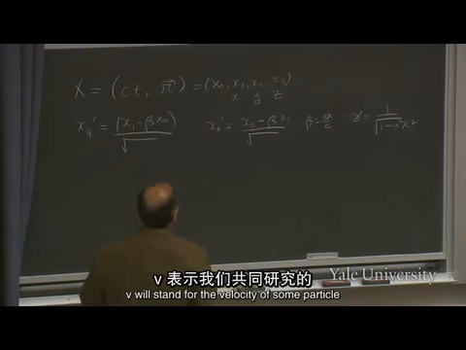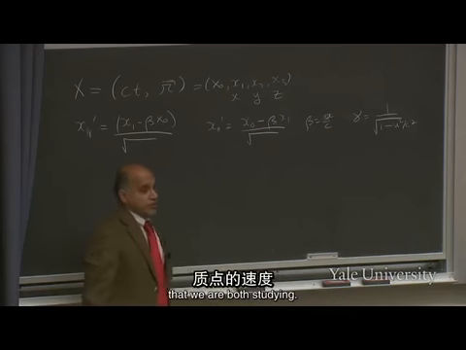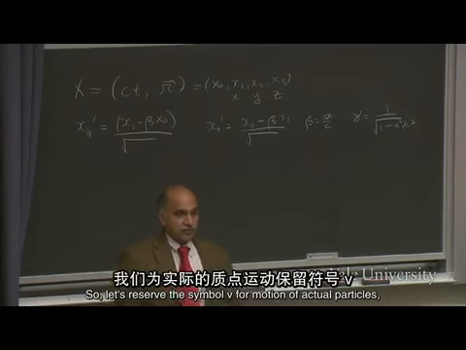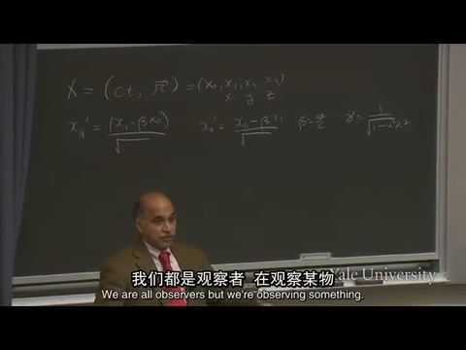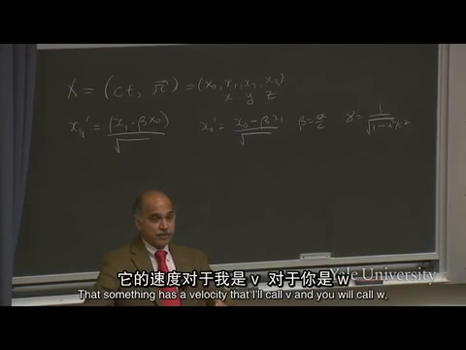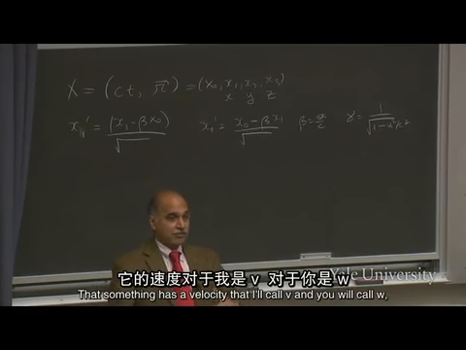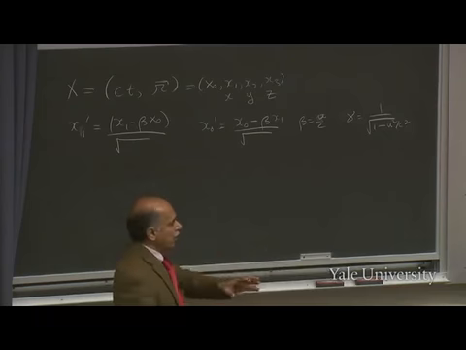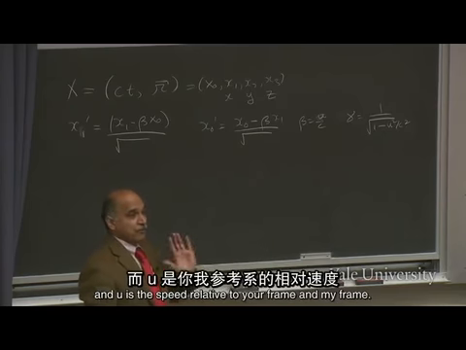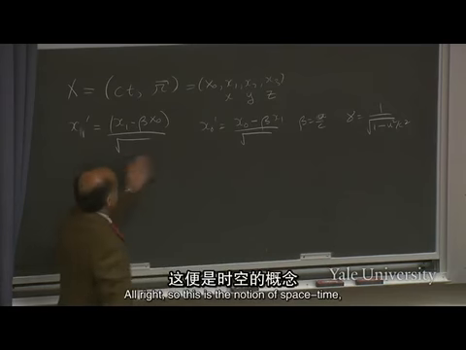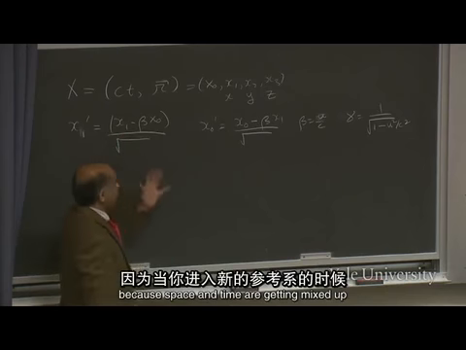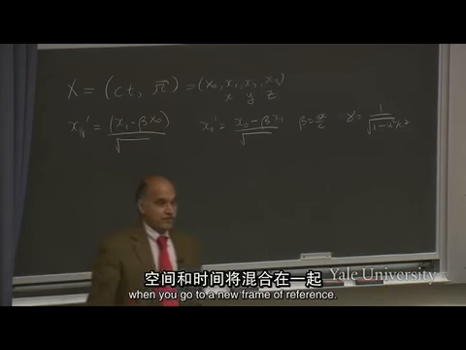V will stand for the velocity of some particle that we are both studying. So let's reserve the symbol v for motion of actual particles, which is why we are there. We are all observers, but we're observing something. That something has a velocity that I will call v, and you will call w, and u is the speed relative to your frame and my frame. All right, so this is the notion of space-time, because space and time are getting mixed up when you go to a new frame of reference.